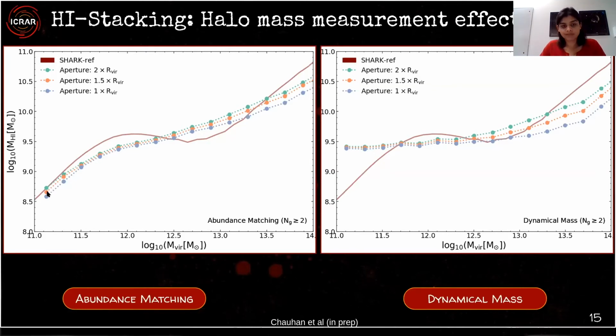So as soon as we switch to abundance matching, we find a monotonically increasing H1-HM relation. When we switch to dynamical mass, we find a relation that is more constant for some time, but then increasing. So halo mass estimates seem to be the major player in determining the shape of the H1-HM relation. So if we determine them correctly, then we might come closer to the intrinsic relation.